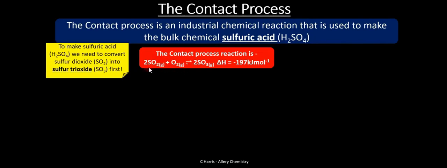Here's the reaction. The first reaction here, which is a reversible reaction and part of the contact process, is very important. The oxidation of sulfur dioxide to sulfur trioxide is an exothermic reaction. So this is the reaction for which we need to look for the compromises. I want you to just explore that on your own.